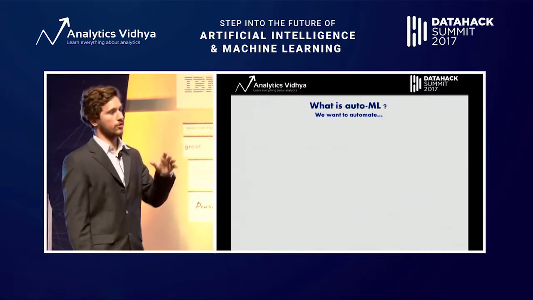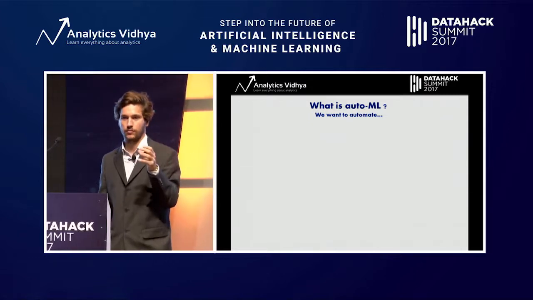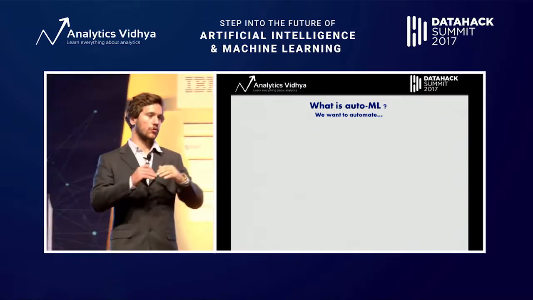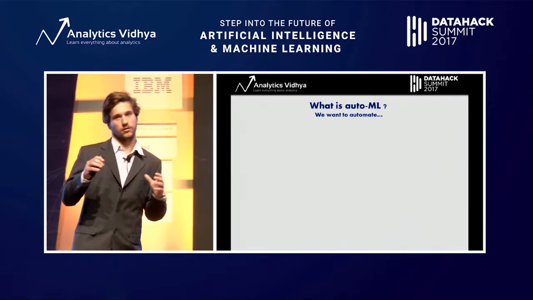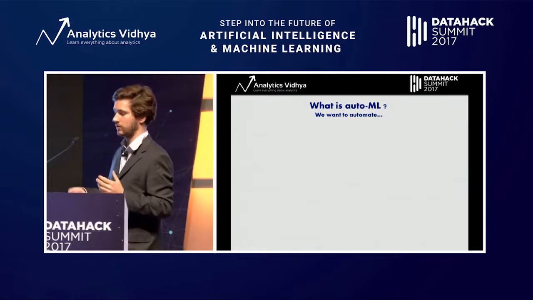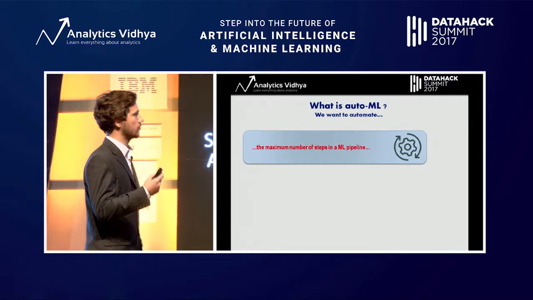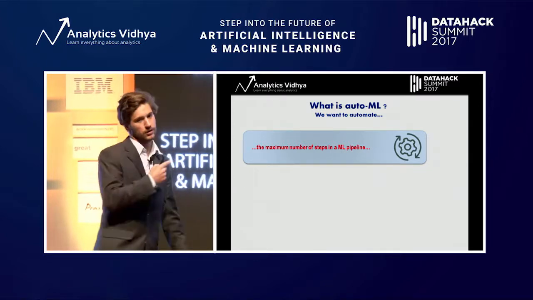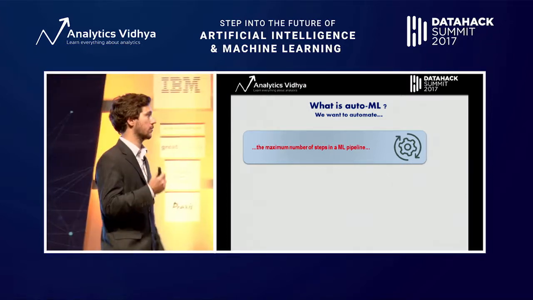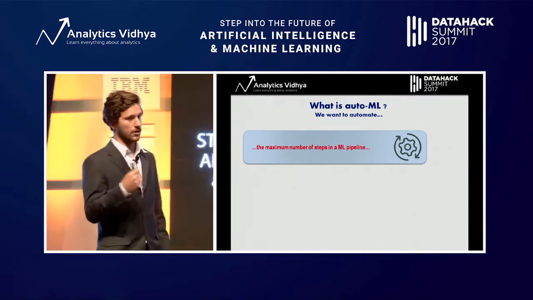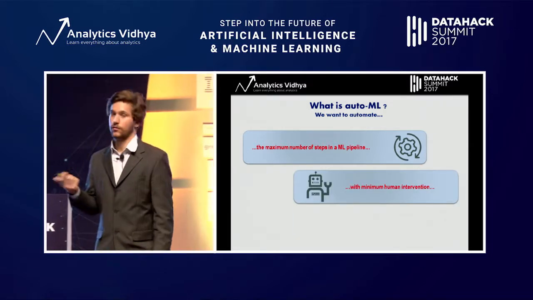We don't want our robot to focus on one precise step and deal with an automated algorithm. We want our robot to be able to connect different steps automatically and with minimum human intervention. So the first criterion to define automated machine learning, and this is the most important one that people, I guess, forget about, is that we want to automate the maximum number of steps in a standard machine learning pipeline.